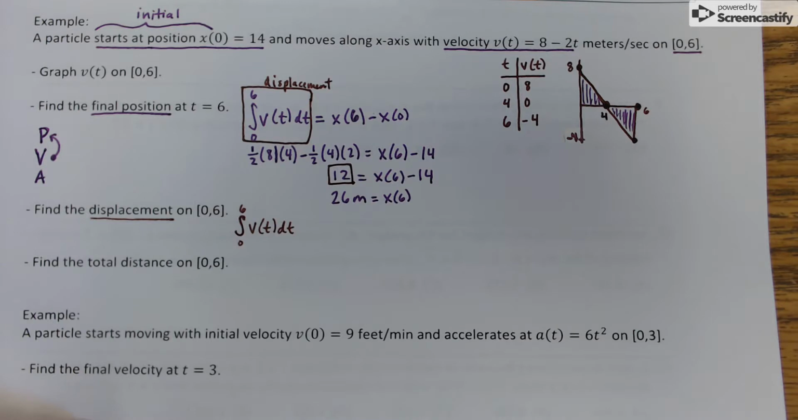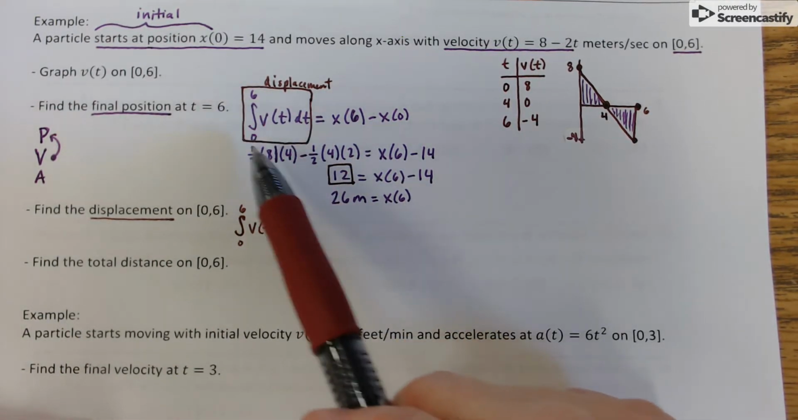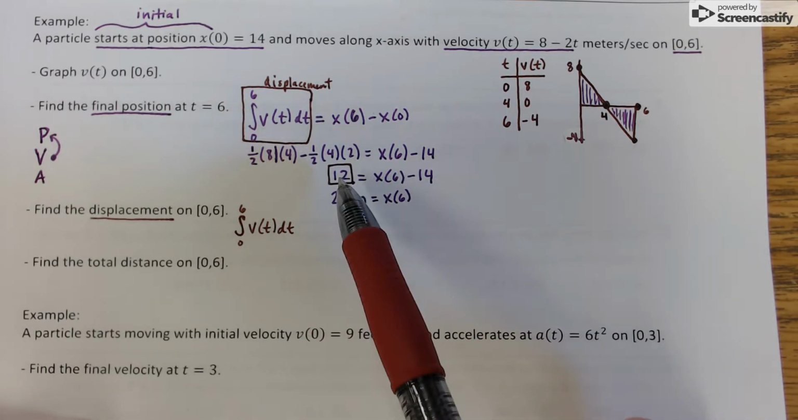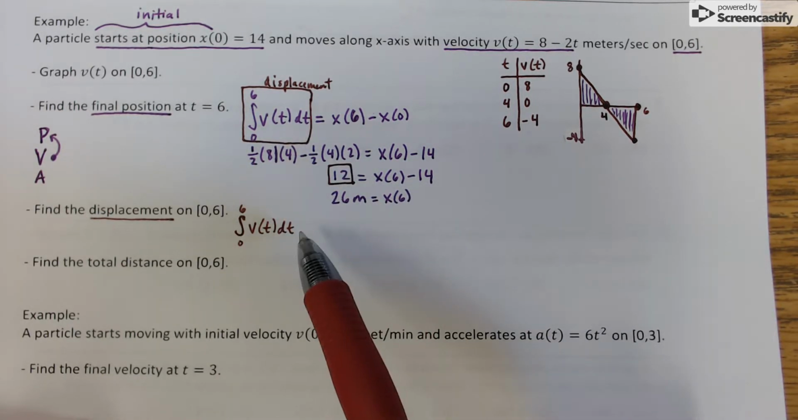The next thing we're asked for is displacement, which, believe it or not, we actually found in the last question through the process of finding the final position. And that is because the displacement is represented by the left side of that equation. So if you knew that, once you calculated the area, you would know your displacement is 12. But I'd like to show you another way, just in case you forget that you've already found the displacement.